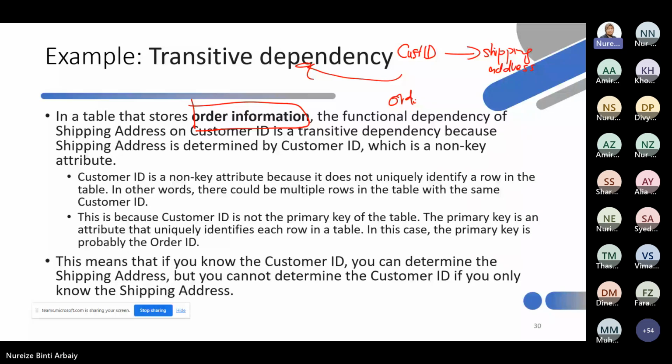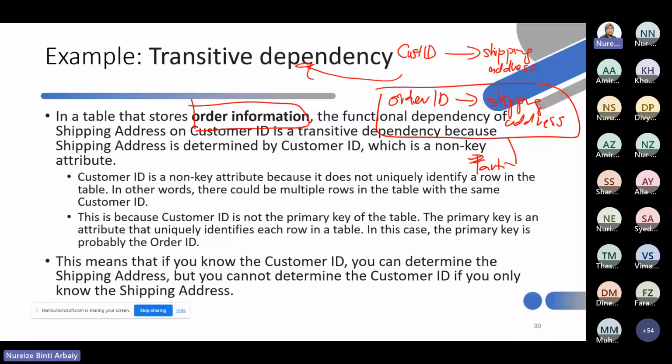If in another situation the order ID is used to identify the shipping address, then this relation falls under what? Partial dependency, because clearly this is a primary key in this case, but not in the other case. Okay, we do not change the situation. We do not change the relation. Remember that.